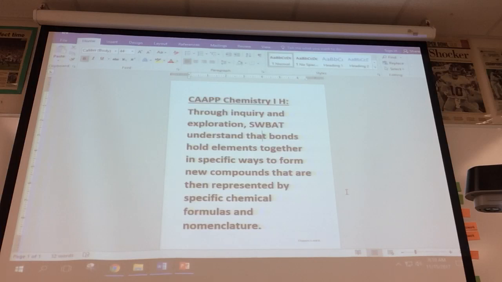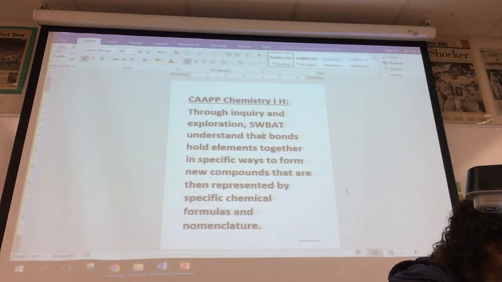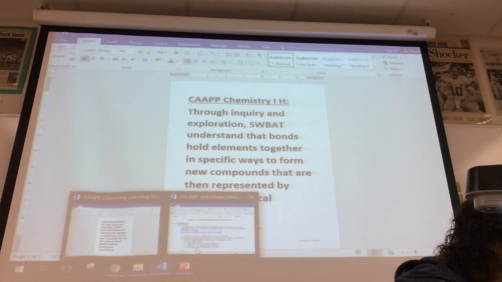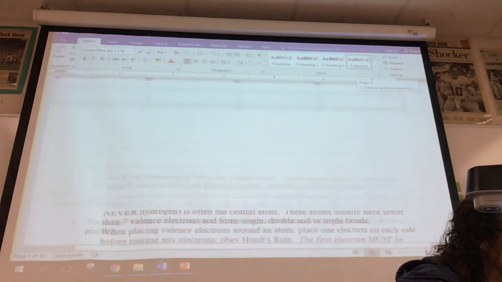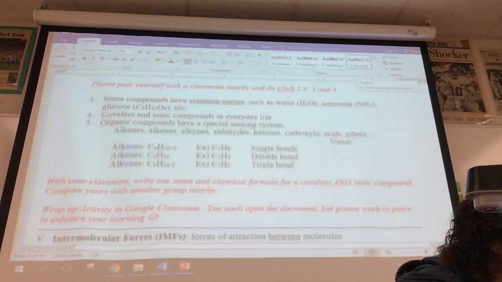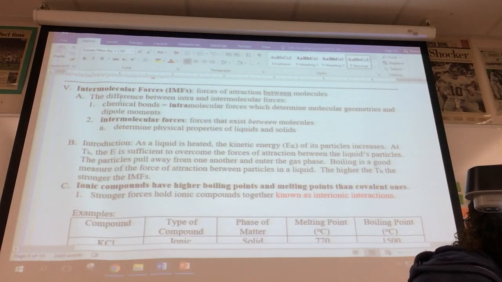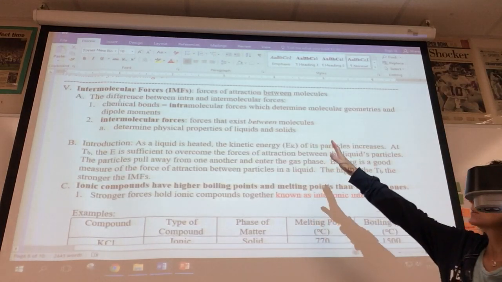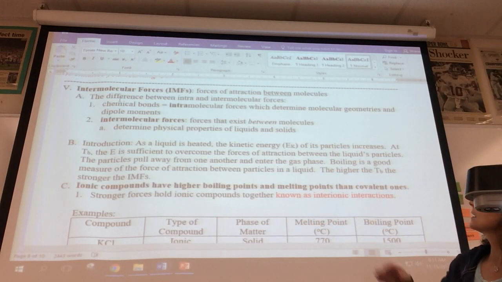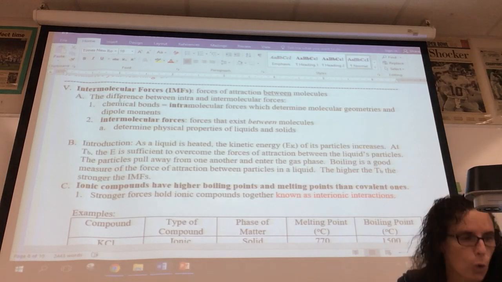Today, what we're really going to get into is looking at interactions between molecules. Not the bonds that make up a compound, but rather the forces that form between molecules. And this is particularly important to understand properties of compounds. So we've been talking about covalent compounds for a while now, and today we want to talk about intermolecular forces, which are abbreviated IMFs. And these are forces of attraction between molecules.